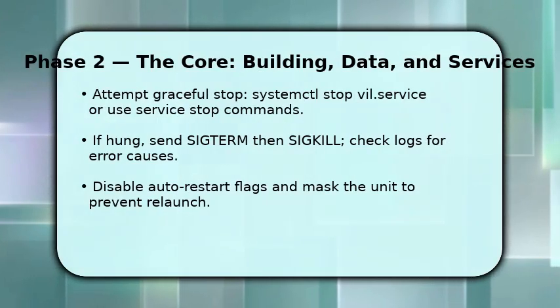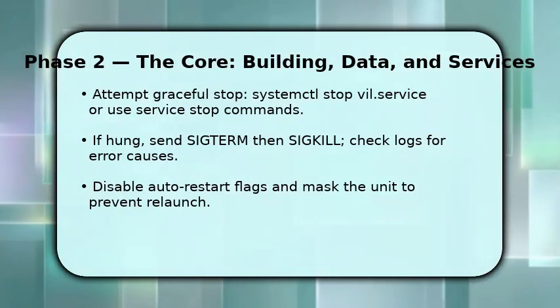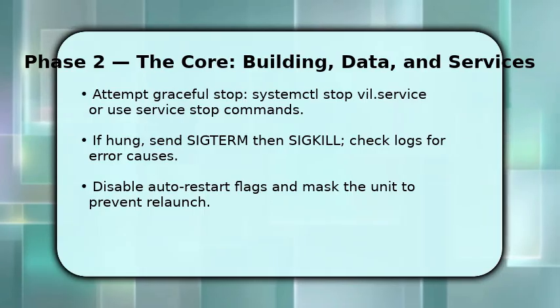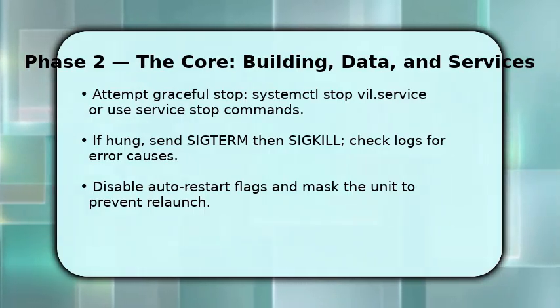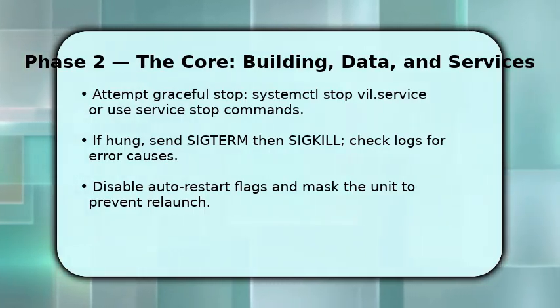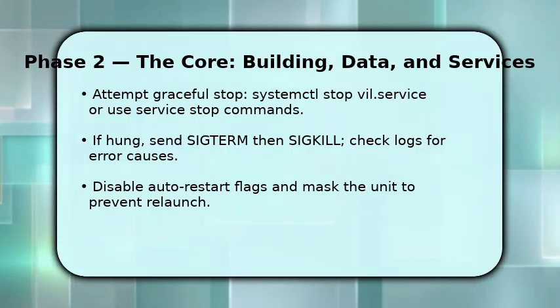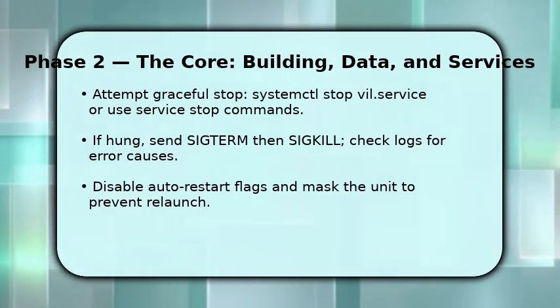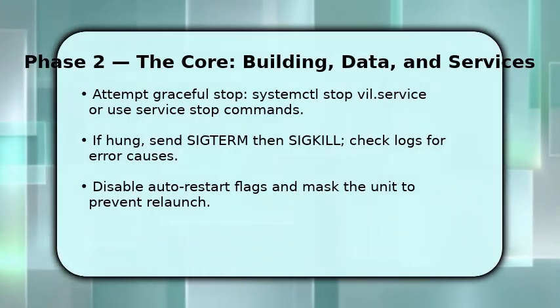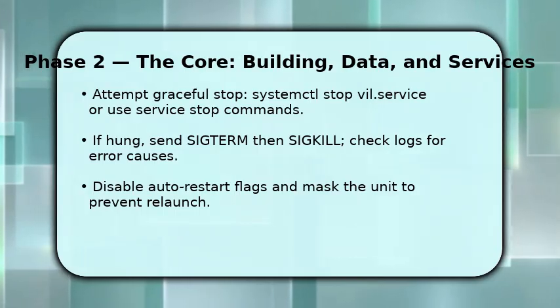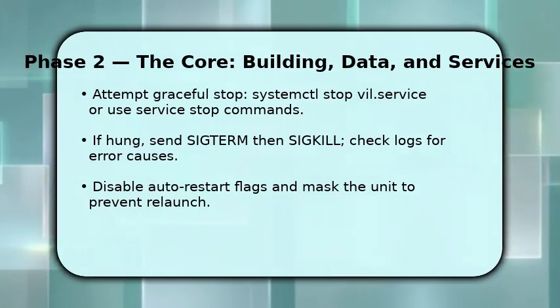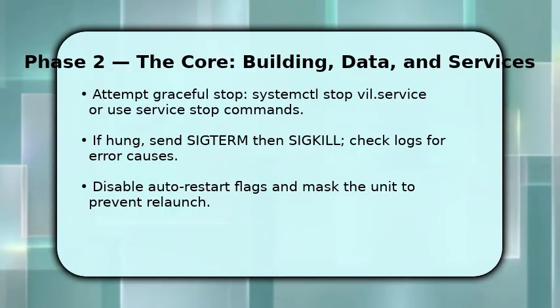You perform a controlled stop by issuing a graceful stop command, for example, systemctl stop VIL.service. That lets the service shut down cleanly and flush state. If the process hangs, send SIGTERM to allow cleanup, wait, then escalate to SIGKILL only when necessary. Check logs to understand the hang and avoid repeating the issue.